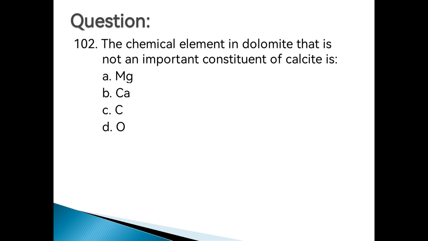102. The chemical element in dolomite that is not an important constituent of calcite is A. Magnesium, B. Calcium, C. Carbon, D. Oxygen. The correct answer is A. Magnesium.